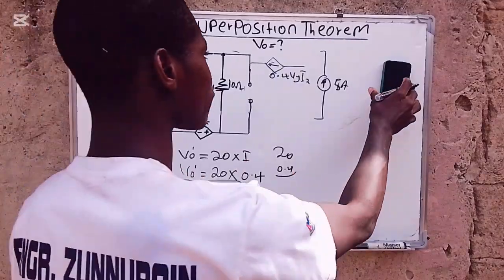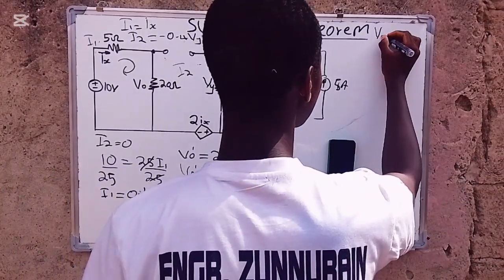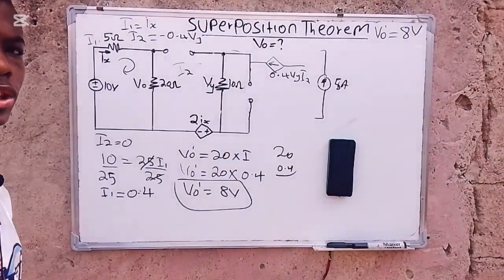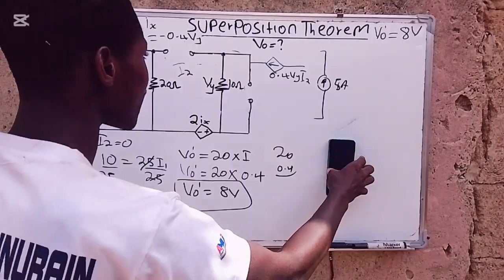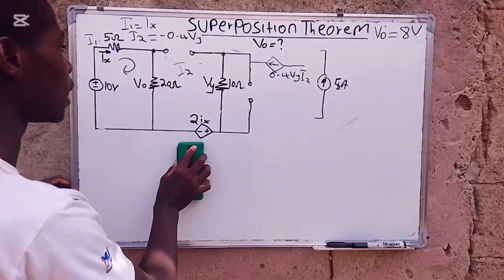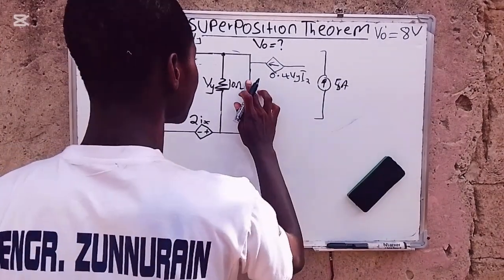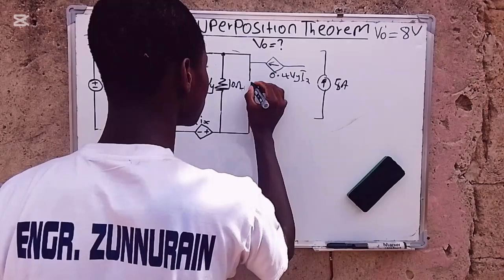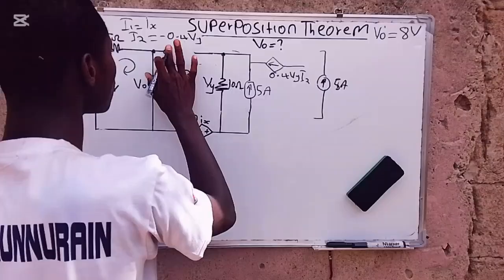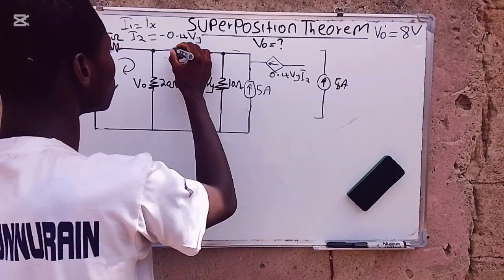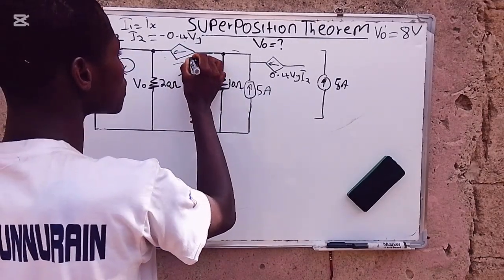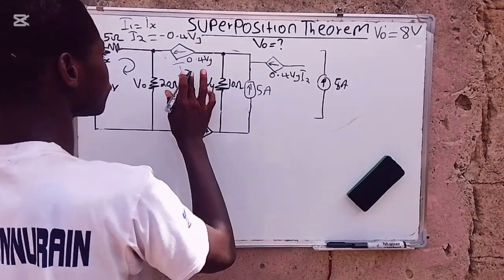As you can see, we first find V naught prime as 8 volts. The next thing that I'm going to do is keep my circuit as it is. I all know that here I have a current of 5 amps, and also here I have a dependent source of 0.4 Vy. This is I2.